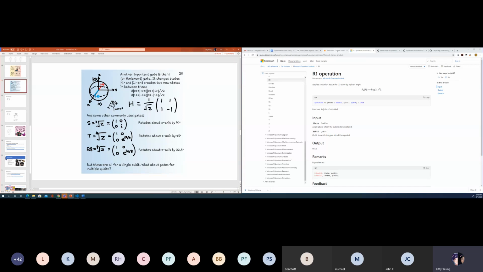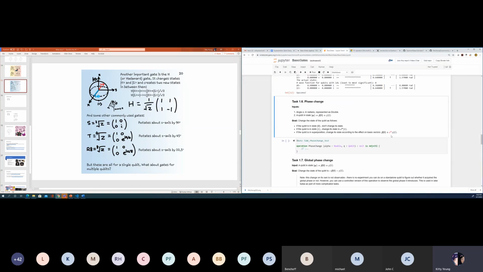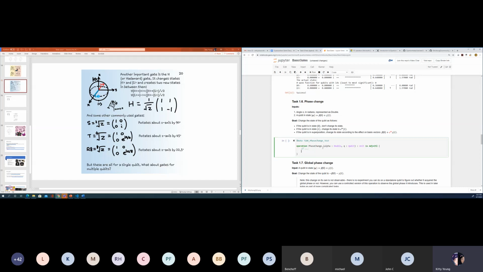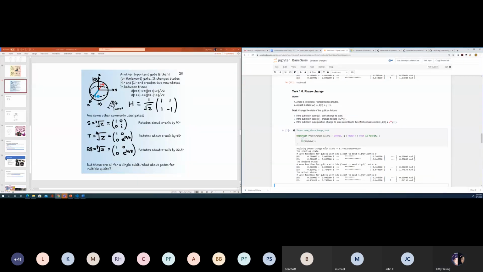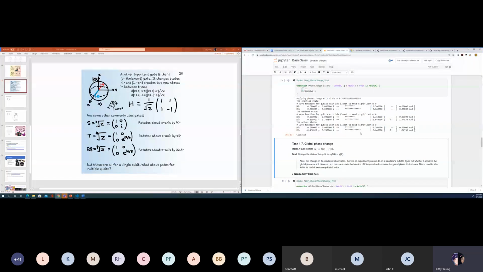So basically what you need is this R1 gate in order to put your system into this arbitrary amplitude. And it is called a phase change. So you would do R1, and again for Q, I think you just do alpha here. Okay, nothing fancy.